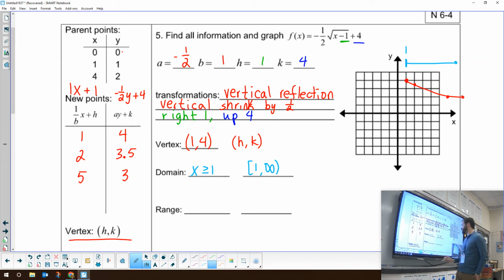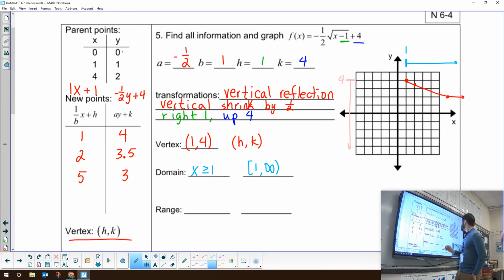But then what about my range? Well, my range is my up and down, right? And on my up and down for this graph, the highest point that I go is 4. But then it goes down from there. Technically, it's going to keep going down forever. It doesn't go up any higher than that.